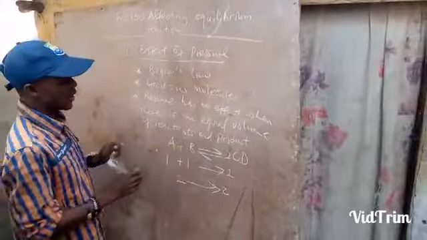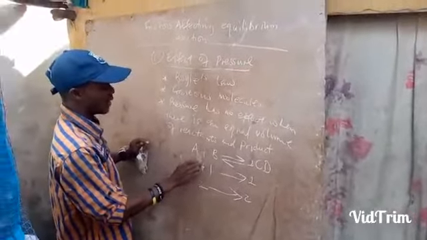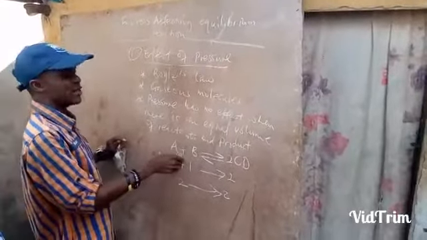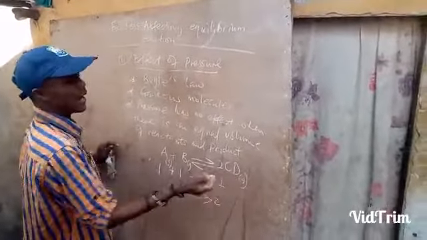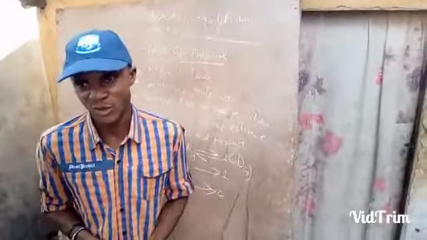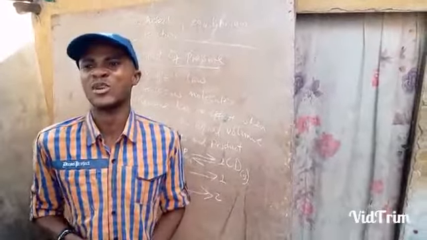So when you are given the reaction, you observe that all of them are gaseous. That means you see small g in brackets. Here again you see small g. You see small g here. At that point you go ahead to discuss pressure. Pressure will have effect on gaseous molecules only.